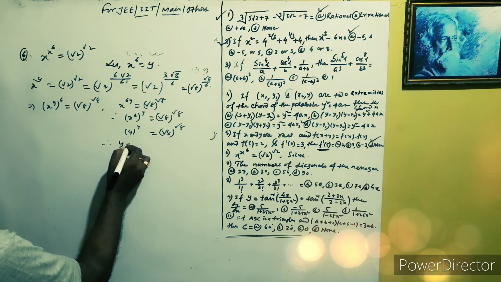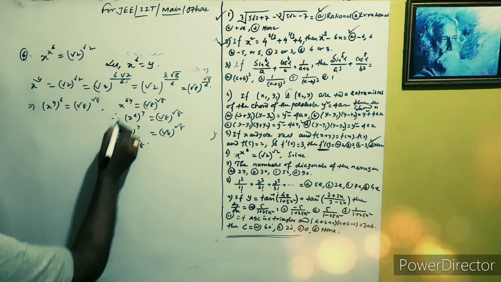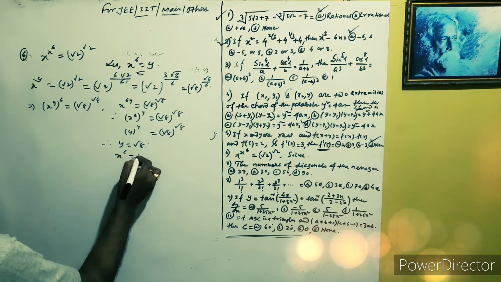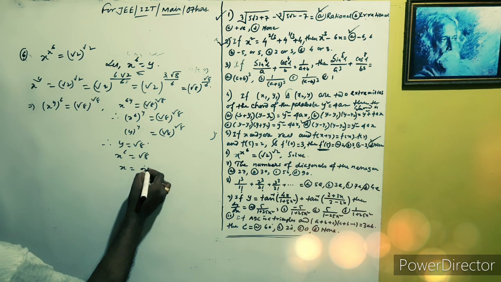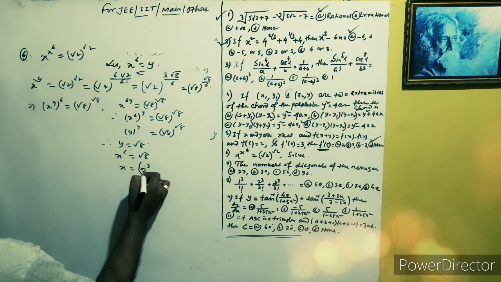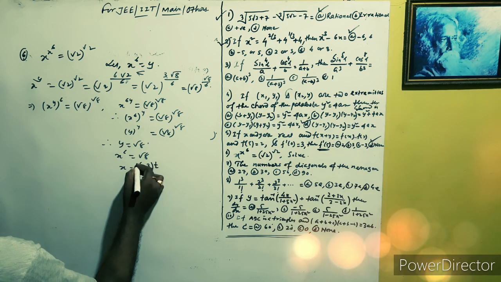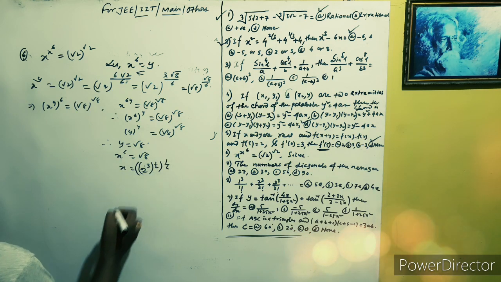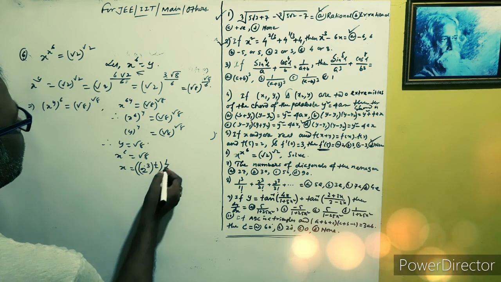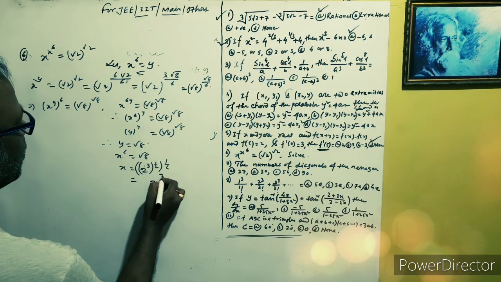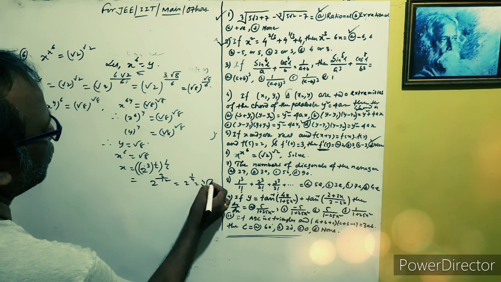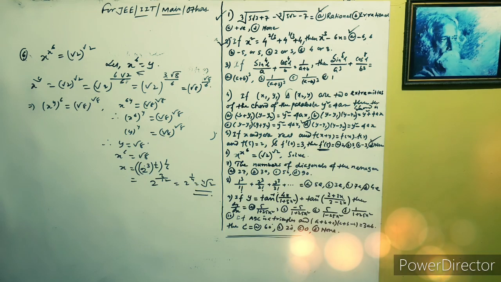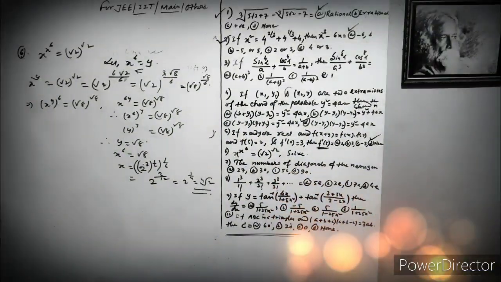So we can write here y is equal to root 8. Now y means x to the power 6 and root 8. So x is equal to 2 to the power 3 whole to the power half and whole to the power 1 by 6. This is 2 to the power 3 by 12, which is 2 to the power 1 by 4. See the solution here. The next problem.